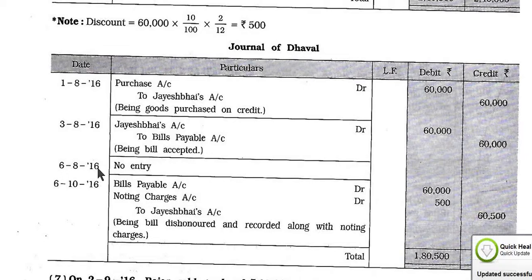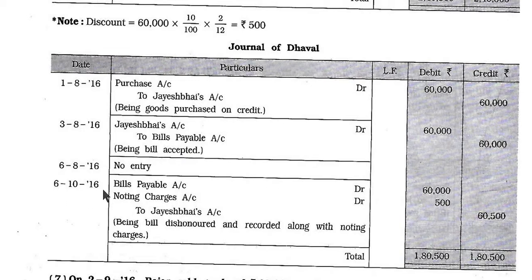And on 6/8/2016, Jayesbhai discounted the bill in the bank, but in Dhawal's account there is no entry because this transaction is between Jayesbhai and the bank. So in the journal of Dhawal there is no entry.